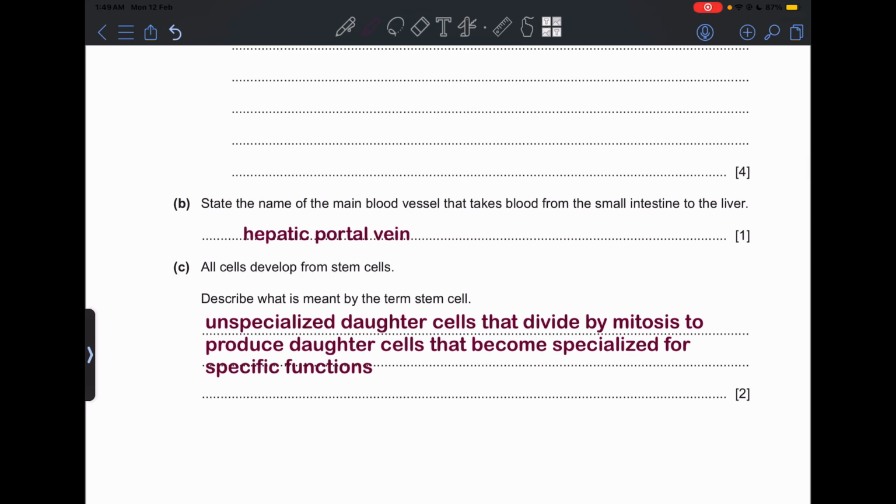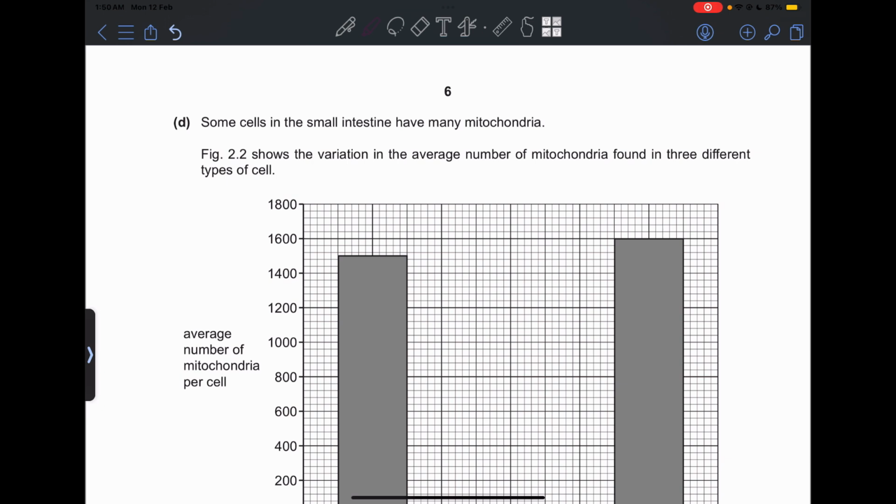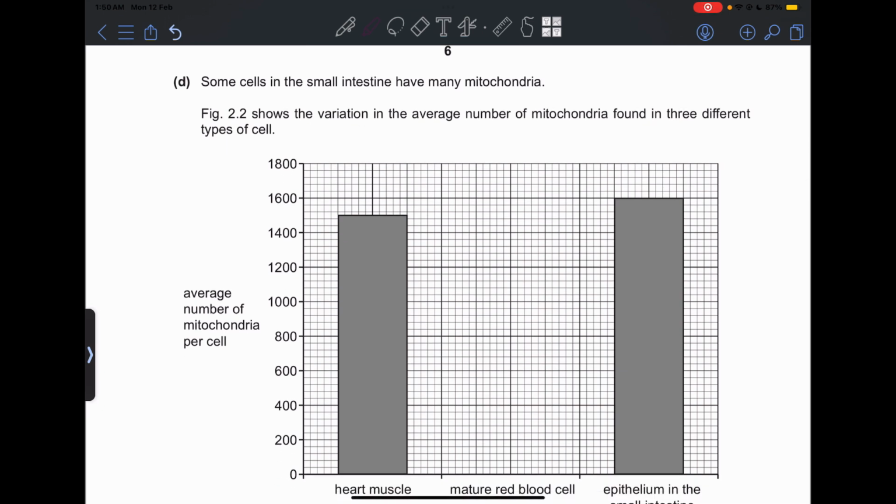C says all cells develop from stem cells. Describe what is meant by the term stem cell. This is the definition that is written in the syllabus, and it's supposed to be written in the book as well. It is an unspecialized cell that divides by mitosis to produce daughter cells that become specialized for specific functions. D says some cells in the small intestine have many mitochondria. Figure 2.2 shows the variation in the average number of mitochondria found in three different types of cells.